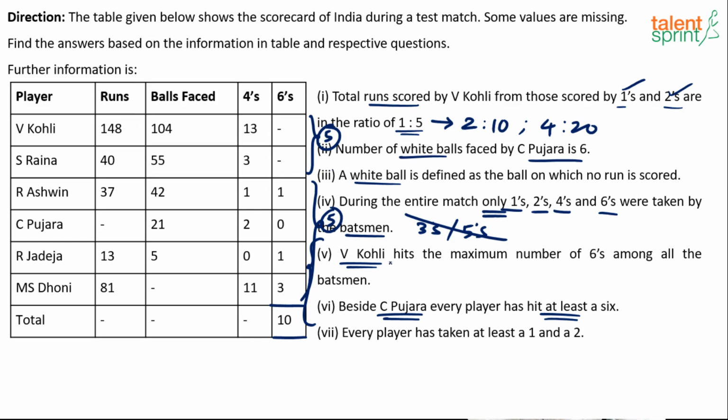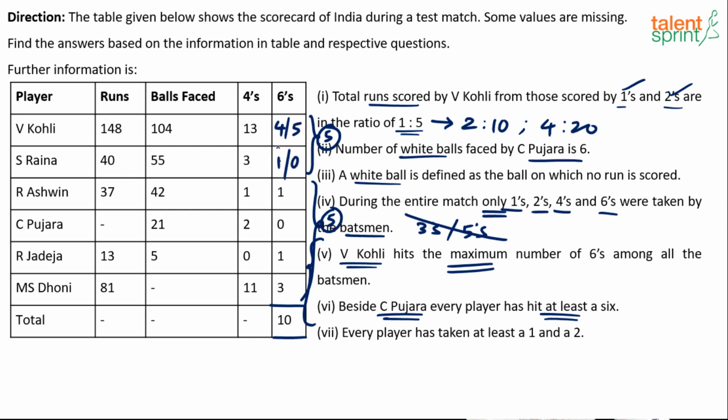Right? And Kohli has hit the maximum number of sixes among all the batsmen. So try and observe. Dhoni has scored 3 sixes. If Dhoni has scored 3 sixes, Kohli should have scored at least 4 sixes because he has the maximum sixes here. So Kohli can score 4 sixes. It can either be 4 with Raina scoring 1 six, or it can be 5 sixes by Kohli and Raina scoring 0.